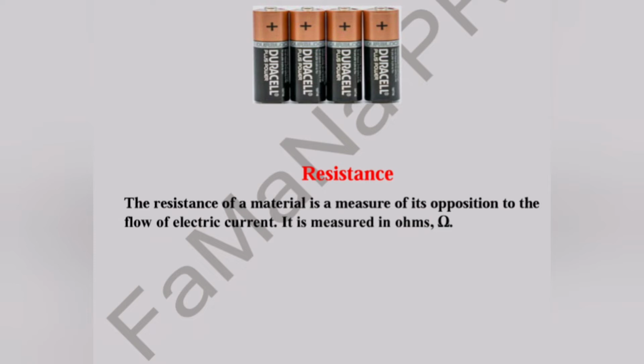So if, for example, you are asked which one can oppose current more between 7 ohms and 100 ohms, meaning two different materials, one is 7 ohms, the other one is 100 ohms, the answer will be 100 ohms. The bigger the resistance value, the larger the opposition to the flow of electric current. That is why insulators have high resistance.